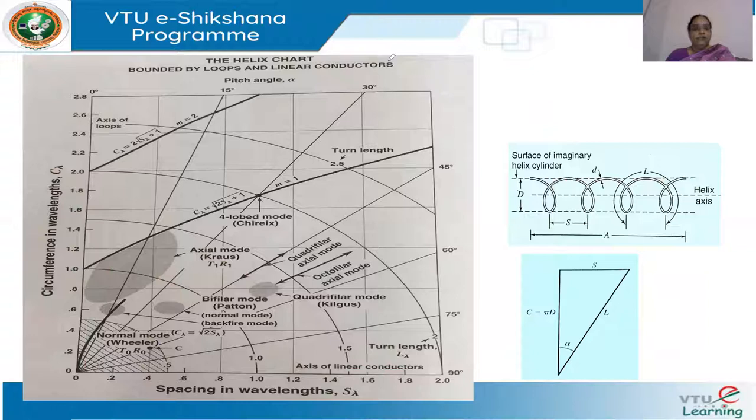Next, we have the other areas of operation. You can see that this is the normal mode and this is the bifilar mode. In bifilar mode also, you have normal and backfire. Then you have the quadrifilar mode, and then you have the axial mode. This one is your axial mode. So all these points are represented here. When we go to the modes of operation, this will come into the picture. So let us continue further.